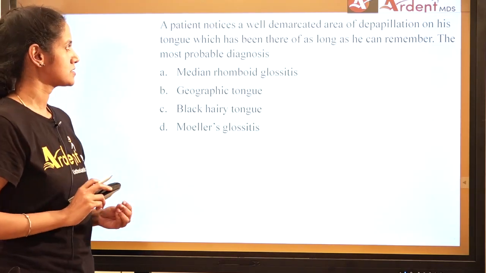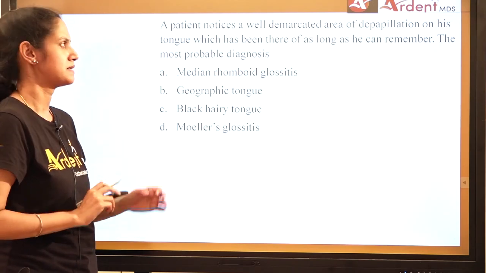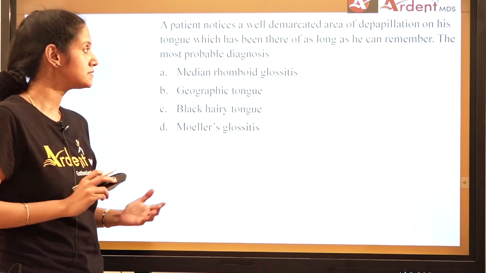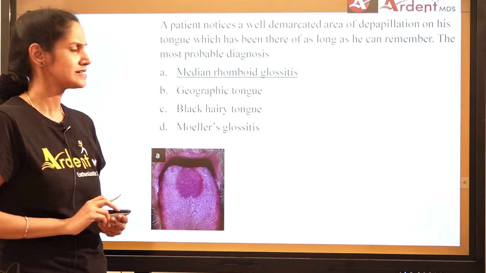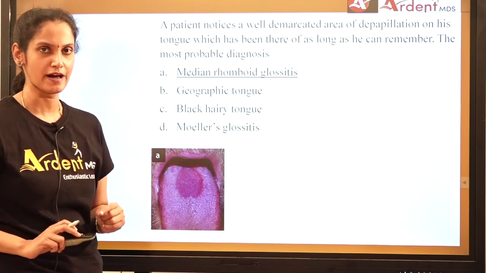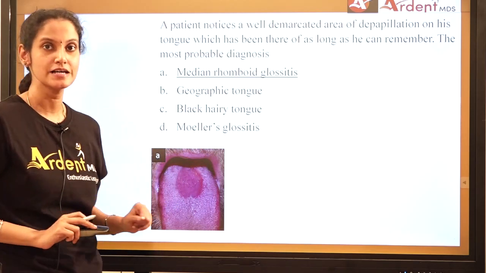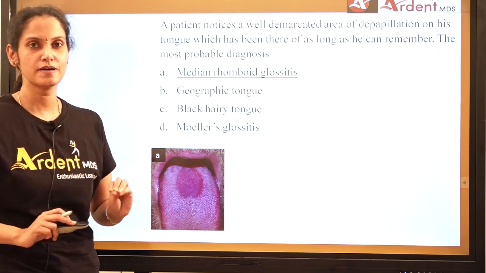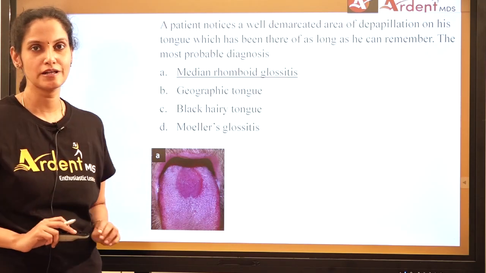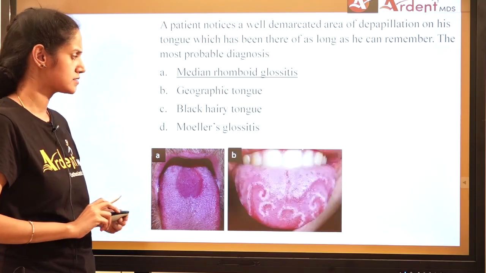A patient notices a well demarcated area of depapillation on his tongue, which has been there for a long time, as he could remember. The most probable diagnosis is median rhomboid glossitis, because one of the etiological factors attributed to the development of median rhomboid glossitis is some disturbance in the development of the tongue at the region of the tuberculum impar. But what are the other options given to us?